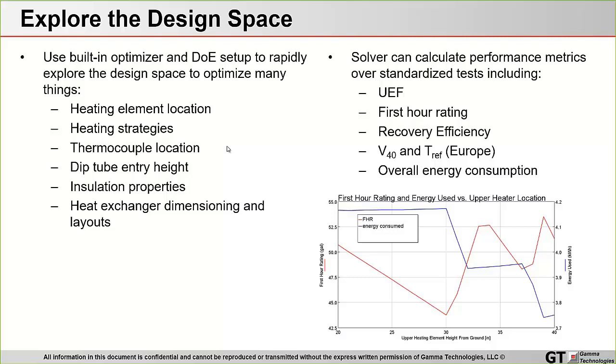If I have two electric heating elements, do I heat the top one first, then the bottom, or vice versa, and so on? Where do I place the thermocouples to turn on a compressor in a heat pump, for example? Or how long should the dip tube be for best performance? And you can also consider effects like, well, what happens if I make my insulation thickness 1 inch or 3 inches?